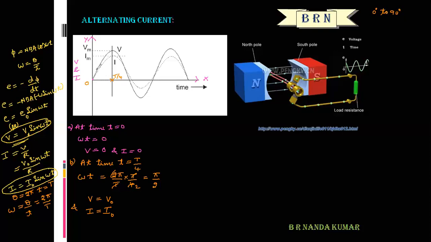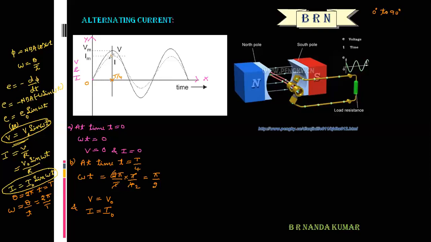Here the thick line shows the time varying voltage in the coil, when the coil is rotated in the presence of a perpendicular magnetic field. The dotted line shows the time varying current. As the time varies from 0 to T by 4, the current gradually increases from 0 to maximum. Actually, this is called the peak value of the current.